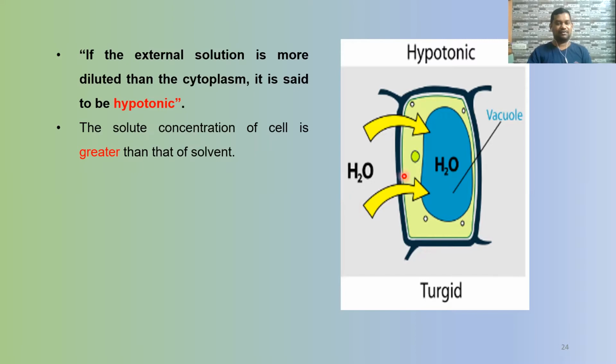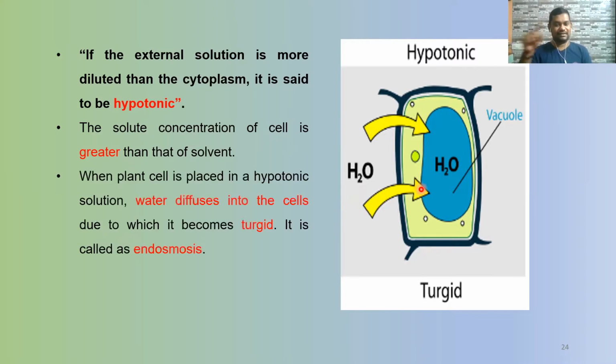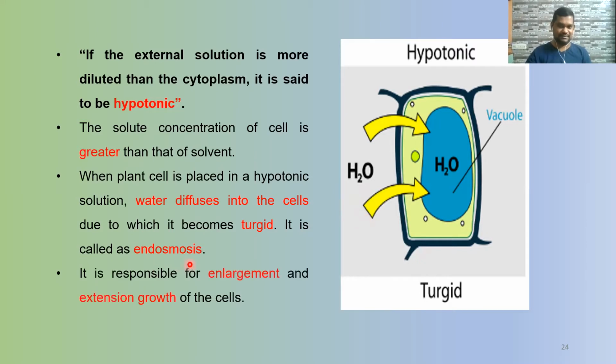See the direction of the water molecules now. Water will enter the cell, diffuse into the cell. So the cell, which was shrunken earlier, will now swell up. We say that the cell becomes turgid, because it has got water. Water is entering the cell, inside the cell, so we call it endosmosis.